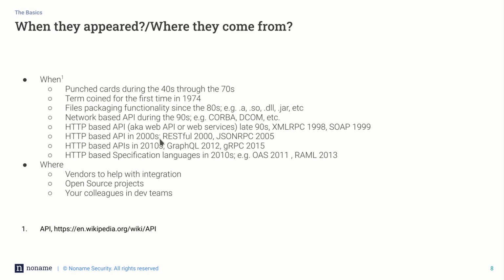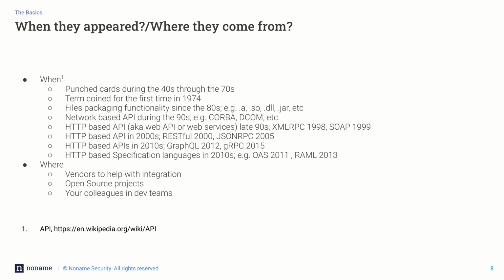And APIs exist from way back. Between the 40s and the 70s, they were in the form of a punch card. You write your code, you store it in a punch card, you want to reuse it, you go ahead and load it up. In fact, from the moment you had the concept of a function, a subroutine, a procedure in a programming language, well, you got APIs. In fact, the term was coined almost 50 years ago, 1974, for the very first time. So if it was coined for the very first time in 1974, then they existed from way before that.